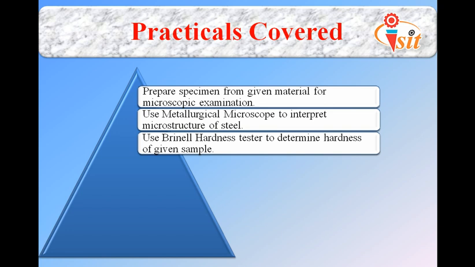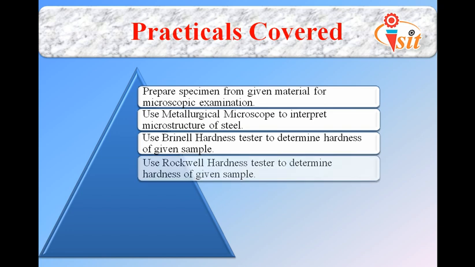That given sample may be of mild steel, it may be of high carbon steel, it may be a cast iron. So the Brinell hardness tester is used to determine the hardness of a given sample. Next we have the Rockwell hardness tester to determine the hardness of a given sample. See, the Brinell hardness tester is used to determine the hardness of those components which have high thickness, which have optimum hardness, because in the Brinell hardness tester we give a load at a high amount compared to that of the Rockwell hardness tester.